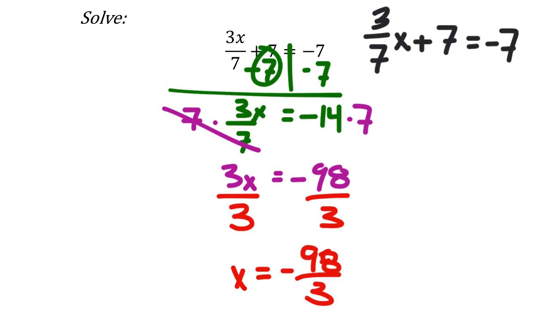So whichever way you prefer to do it, doesn't matter. You should get the same answer, but let's just check in the calculator to make sure that negative 98 thirds as x makes the original equation a true statement. So the calculator shows when I replace x with negative 98 thirds, that it still equals negative 7. That is a true statement.